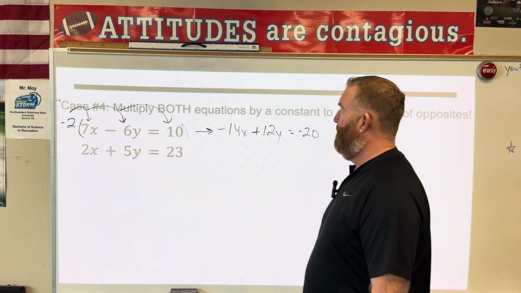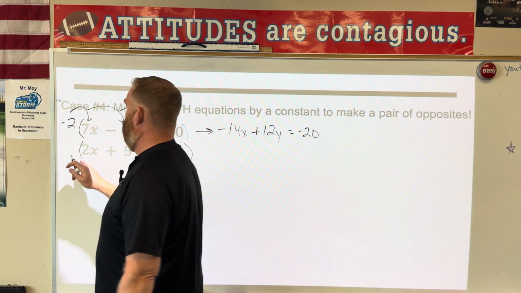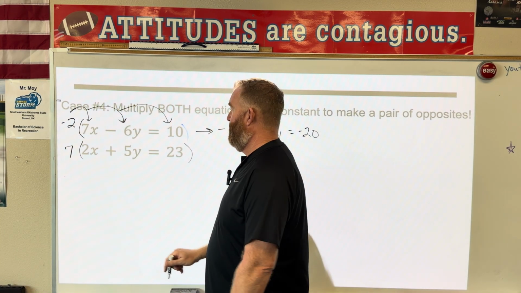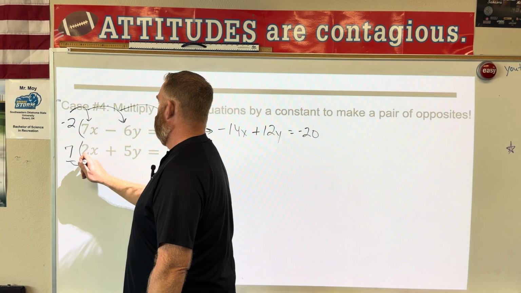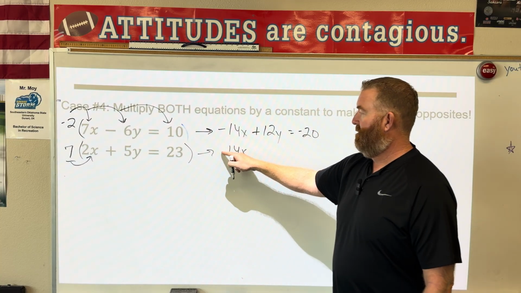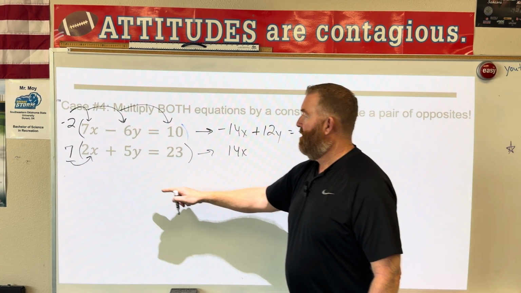All right, here we go. Now, we want to make the bottom one a 14. Yes? So how to multiply 2 times what? 7. Watch what happens. What's 7 times 2? 14x. Hold on. Look at these. Opposites. Now they're going to cancel. Okay? What's 7 times 5?